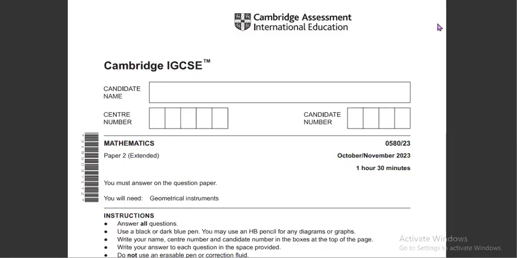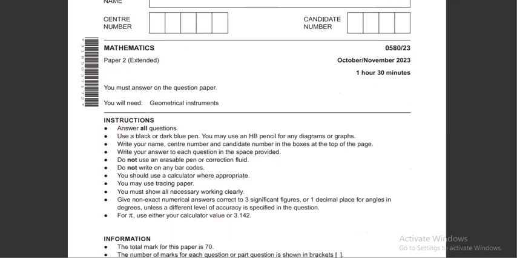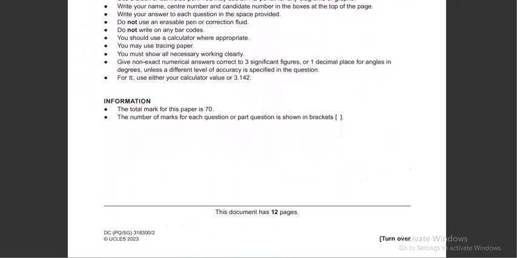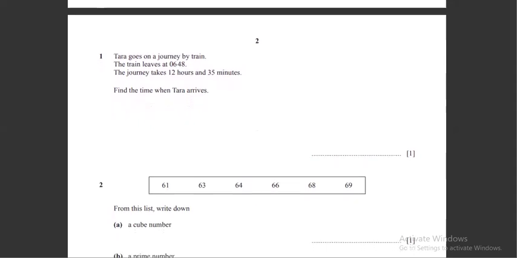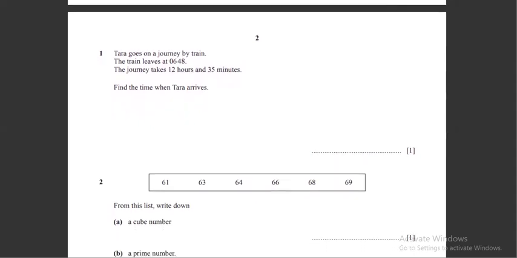Hello. We will now work on paper 2 of variant 3 in the 2023 October-November series. There are about 22 questions in this paper. Let's get started then. So this is the first question that we have, which is related to time.